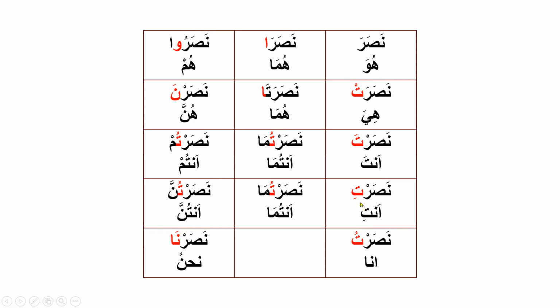Anti Nasarti. Again, see here, ta with a kasra. Antuma Nasartuma, these both patterns are the same. Then Antunna Nasartunna. Then Ana Nasartu. Nahnu Nasarna. Now we have to memorize it.